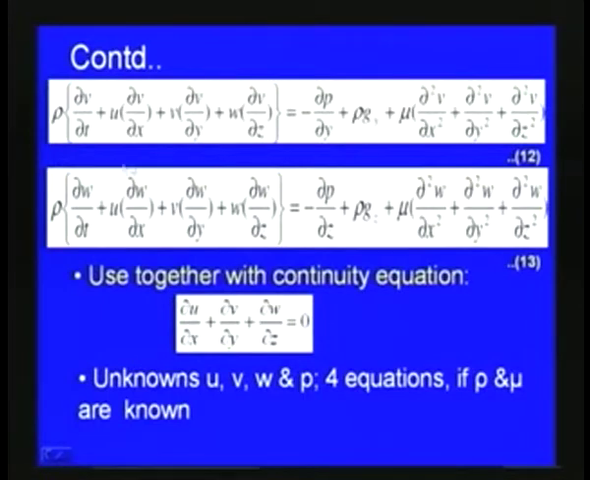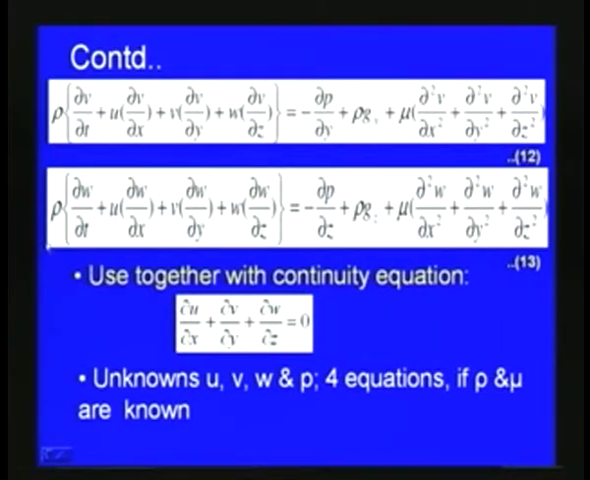and w. In a very similar way, in y direction we can write ρ(∂v/∂t + u ∂v/∂x + v ∂v/∂y + w ∂v/∂z) = -∂p/∂y + ρgy + μ(∂²v/∂x² + ∂²v/∂y² + ∂²v/∂z²), equation number 12.